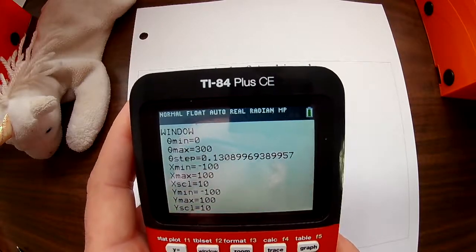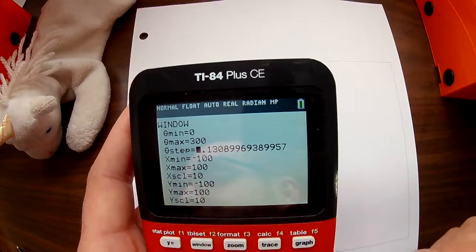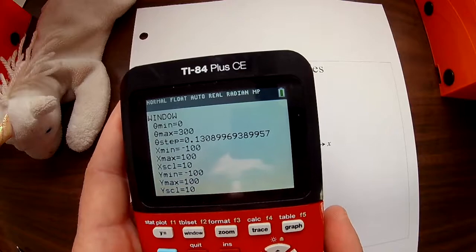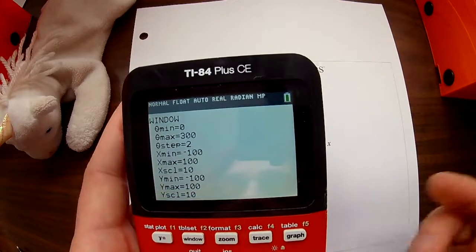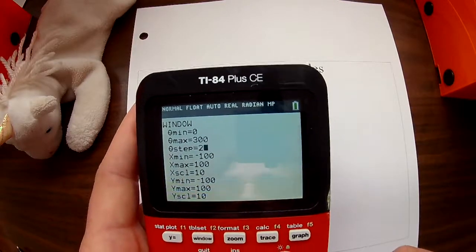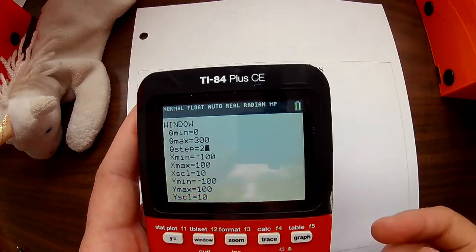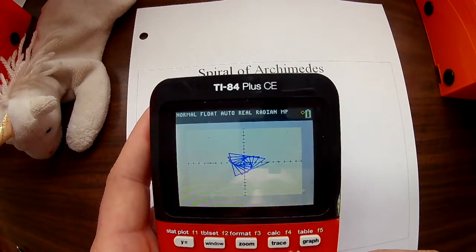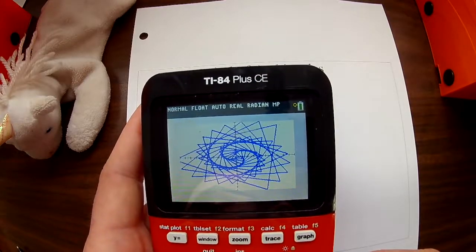I'm going to change my theta step. This next thing that I'm doing is bad. Never do this, ever, unless you're trying to have fun. Change your theta step to something like 2. That means you start at 0 radians, you go up to 2 radians, then 4 radians, then 6 radians, and no surprise, you get a really bad graph.